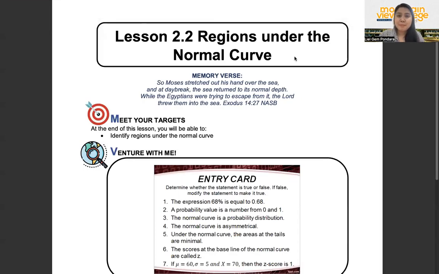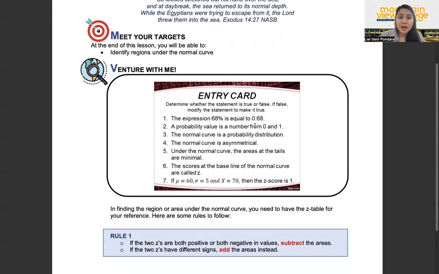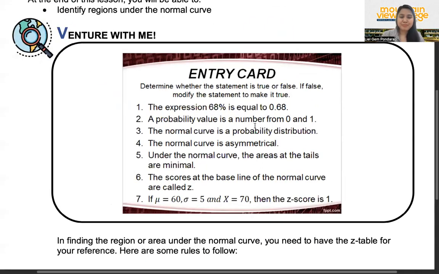Lesson 2.2 is about the regions under the normal curve. And today's memory text is found in Exodus 14, verse 27. It says, "So Moses stretched out his hand over the sea, and at daybreak, the sea returned to its normal depth. While the Egyptians were trying to escape from it, the Lord threw them into the sea." At the end of today's lesson, we'll be able to identify the regions under the normal curve.